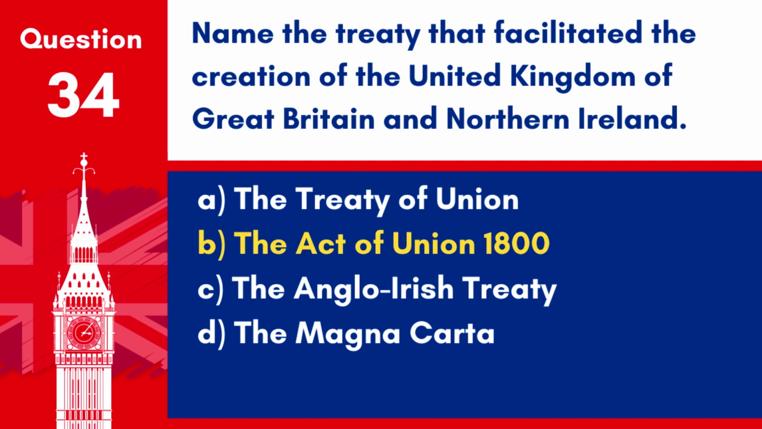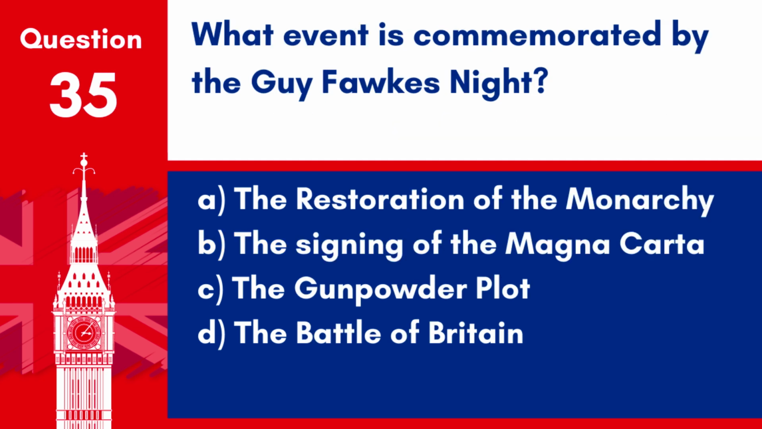Answer: B. The Act of Union 1800. This treaty facilitated the creation of the United Kingdom of Great Britain and Northern Ireland. Question 35. What event is commemorated by the Guy Fawkes Night? A. The restoration of the monarchy. B. The signing of the Magna Carta. C. The Gunpowder Plot. D. The Battle of Britain.